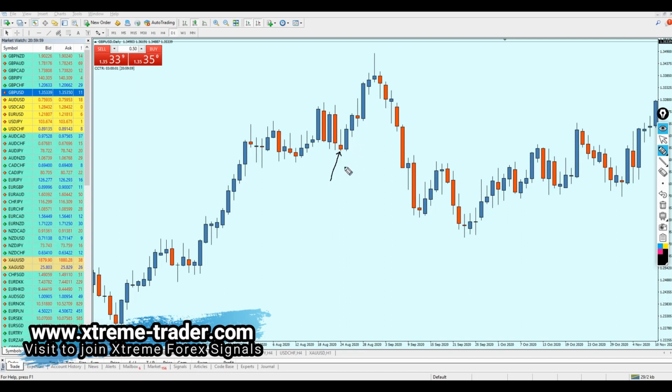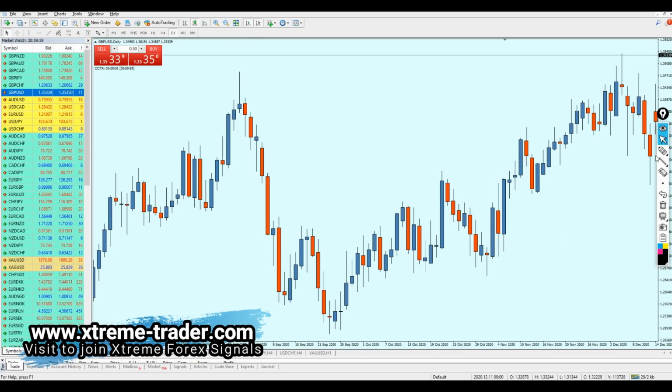This is the reverse hammer, and as we can see, once it has appeared on a previous support level, the market actually has made the bullish reversal, and we can see it as well right here. This is the candle as well, and as we can see, it was also on a support level, and the market kept rising. Let me show you other examples where we can see this candle.